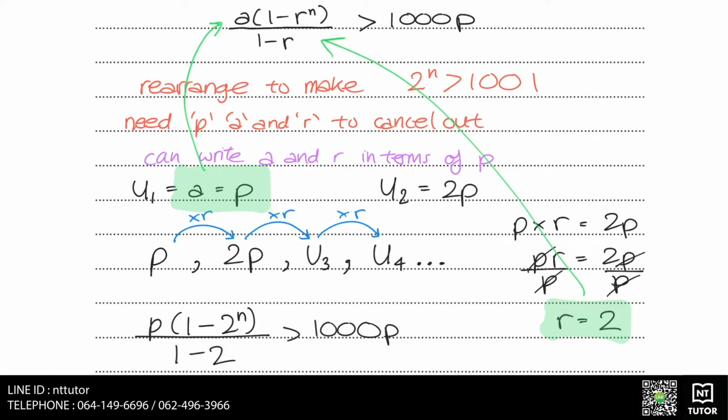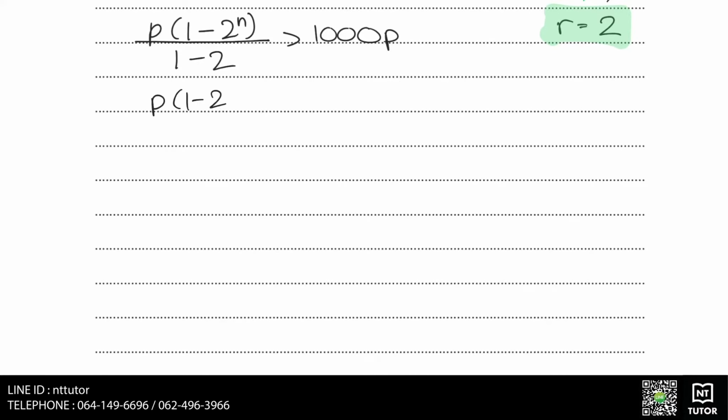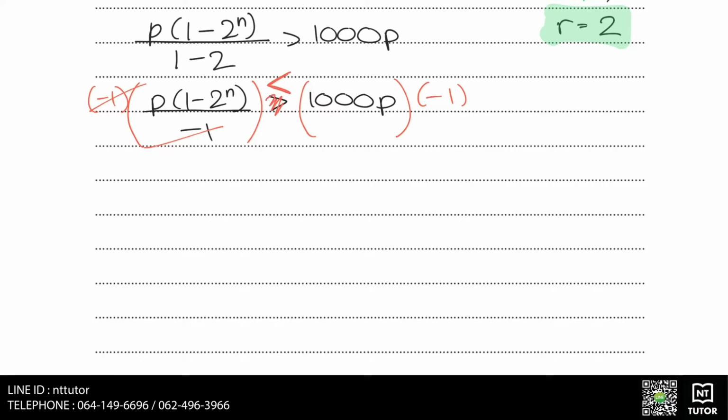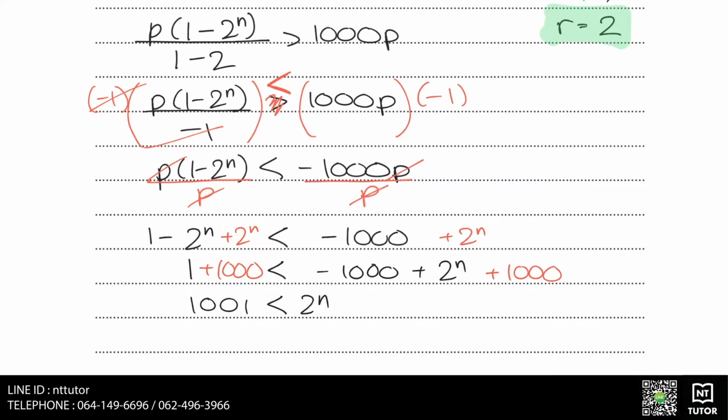Now, our inequality is only in terms of n and p, so we need to try and cancel out the p. When multiplying by -1 to both sides, don't forget to switch the signs of the inequality. And finally, we rearrange to make it 1001 is less than 2 to the power of n, which is the same as 2 to the power of n is greater than 1001.